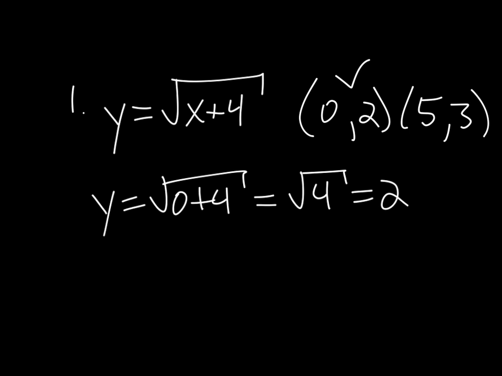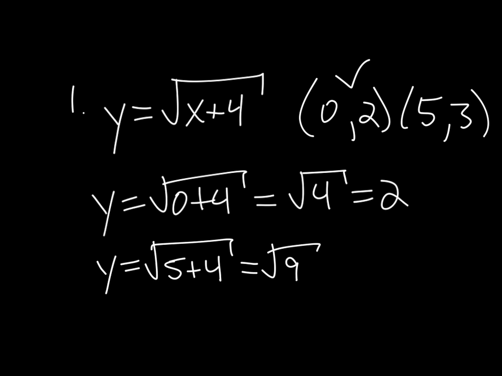All right, so let's do the 5. So y equals the square root of 5 plus 4, which equals the square root of 9, and that equals 3. So now we should be happy, right? Both are on there. Yes. Good stuff? Yep.